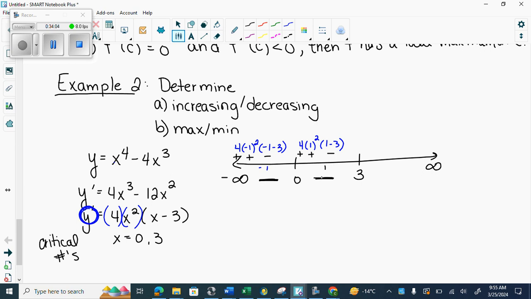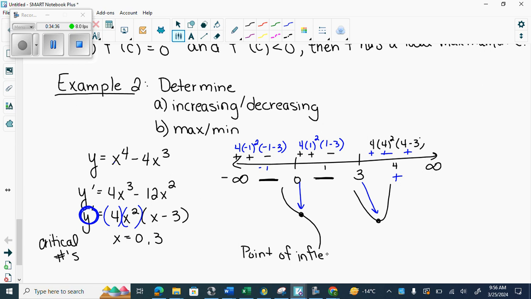And then I have to plug in like 4. So I get 4, and 4 squared, and then 4 minus 3, which is positive. So I'm going from decreasing to decreasing. And then here I'm going from decreasing to increasing. So what is this one? Point of inflection. And this is a minimum.